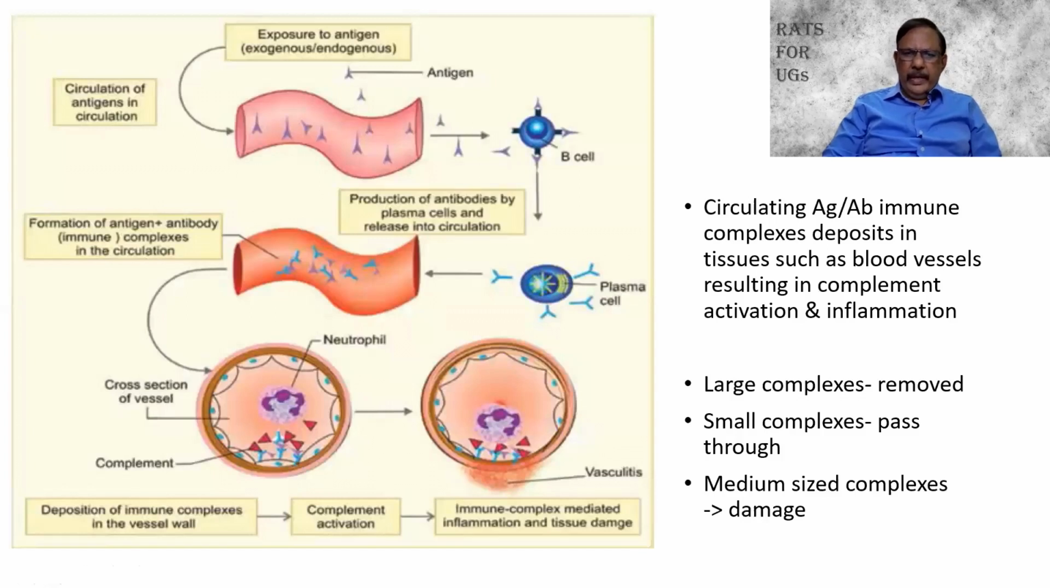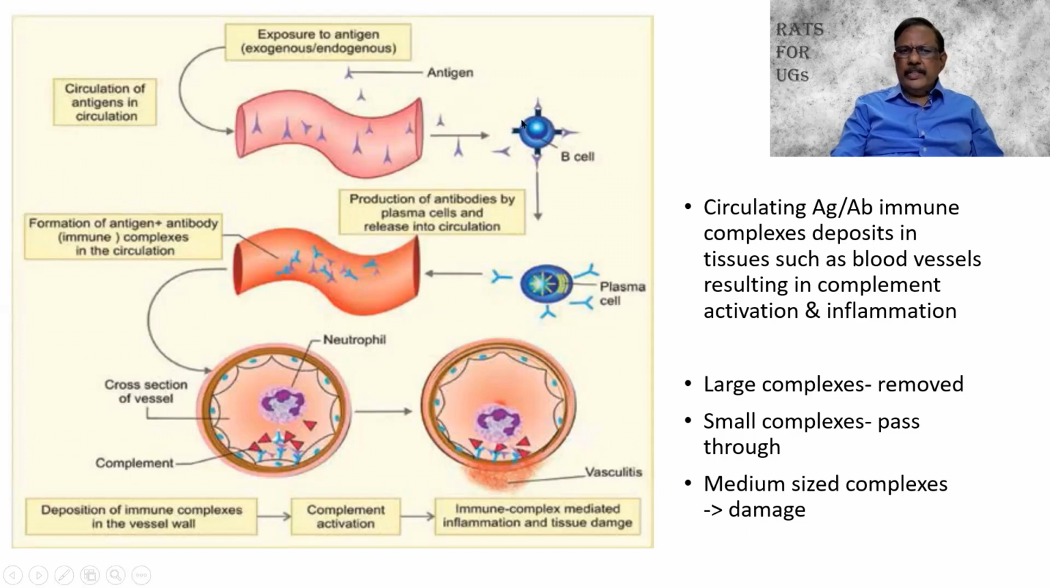This is a very important picture which I would like you to kindly follow with me. So in this case, there is an antigen. Antigen is, as we have seen already, a substance that is introduced into the body. It can be a protein, it can be a bacteria, whatever it be. It can be exogenous or endogenous. Once it is introduced, it enters the circulation. So there is a circulation of the antigens.